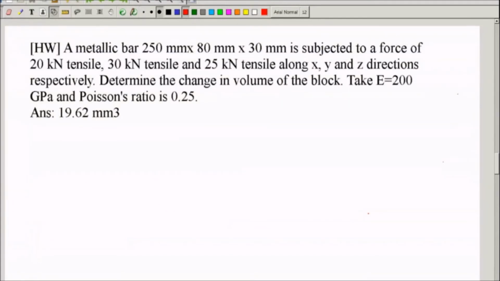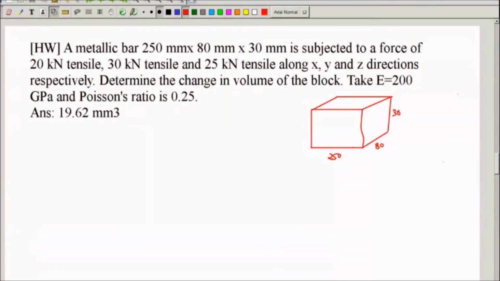Determine the changes in volume of the block. It is also a straightforward problem, but you have to calculate sigma x, sigma y, and sigma z, all three. I will just try to give a hint for this. I will write the metallic bar as a block like this because it has length, width, and height, all three. This is 250, this is 80, this is 30.